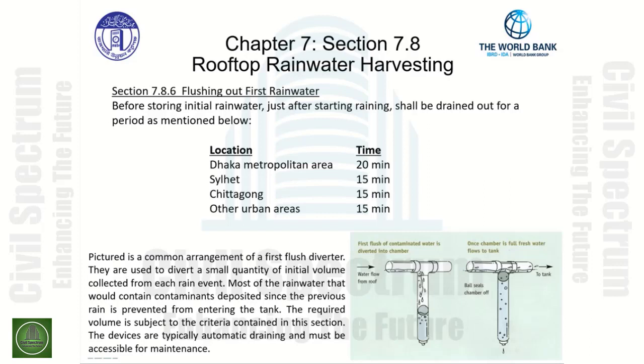These are used to divert a small quantity of initial volume collected from each rain event. Most of the rainwater that would contain contaminants deposited since the previous rain is prevented from entering the tank. The required volume is subject to the criteria contained in this section. The devices are typically automatic draining and must be accessible for maintenance.